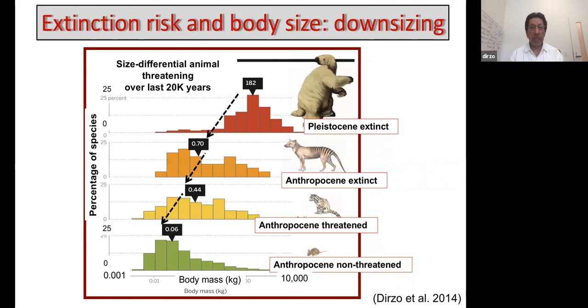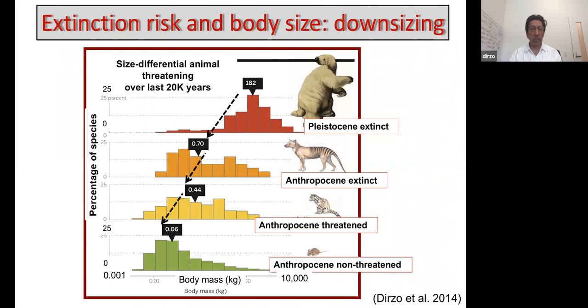That is to say, we can now categorize the species by body size, with the threatened ones being significantly larger than the species which are not threatened today, which have significantly lower body mass. Think about it for one second. What we're doing here is pushing the distribution of body size to the left, to the left, to the left, driving the animal communities of the planet today toward some sort of downsizing effect.